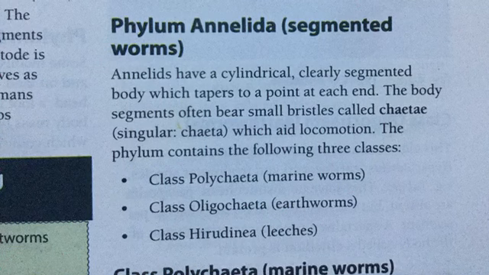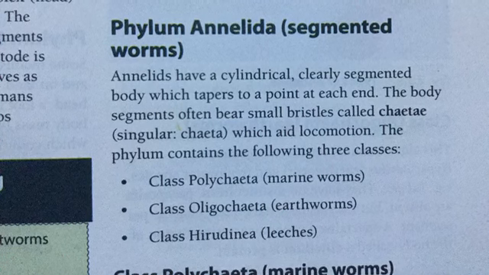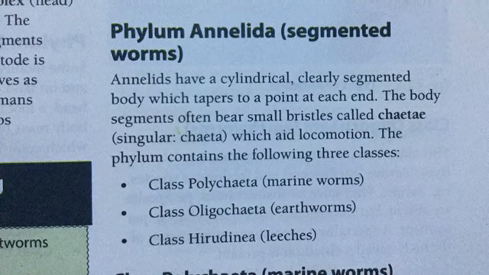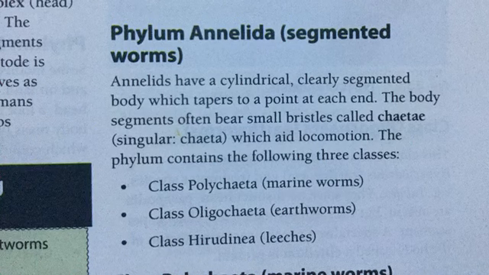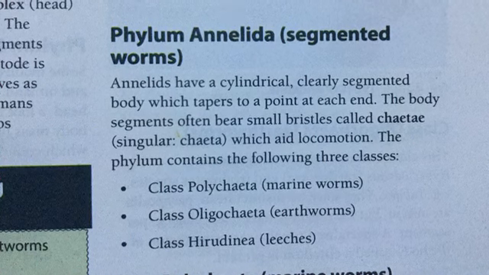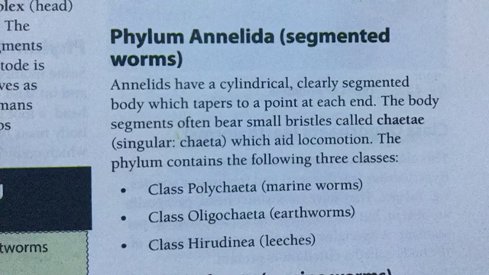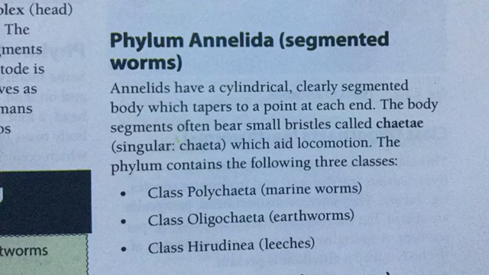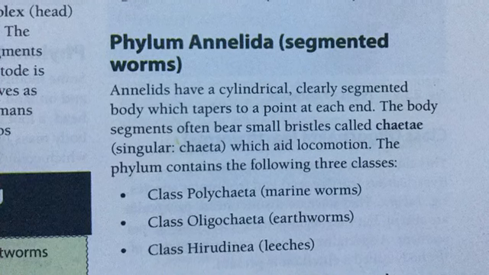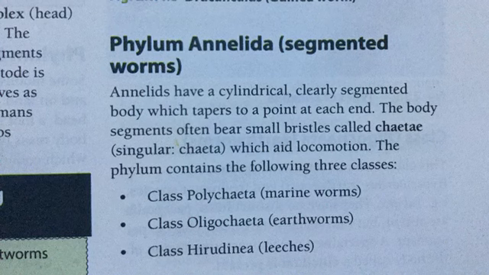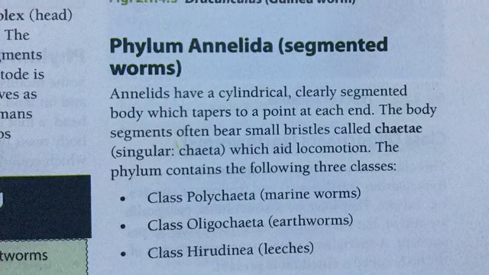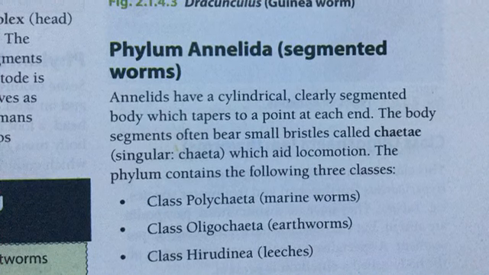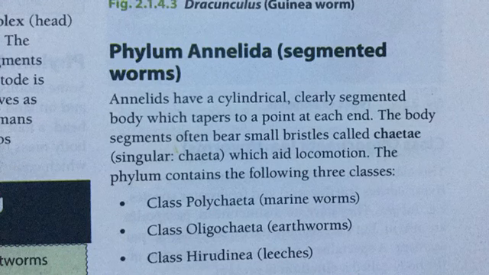Phylum Annelida, segmented worms. Annelids have a cylindrical, clearly segmented body, which tapers to a point at each end. The body segments often bear small bristles called chaetae, singular chaeta, which aid locomotion. The phylum contains the following three classes. Class Polychaeta, marine worms. Class Oligochaeta, earthworms. Class Hirudinea, leeches.